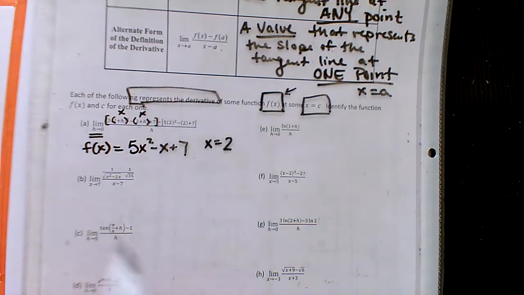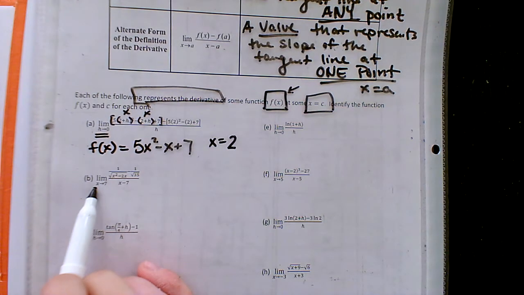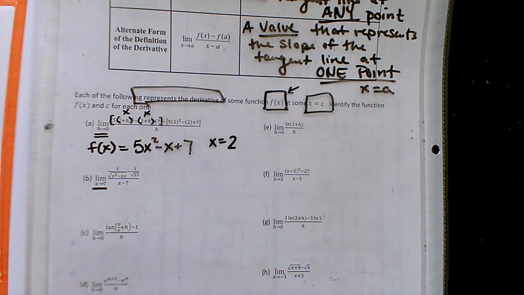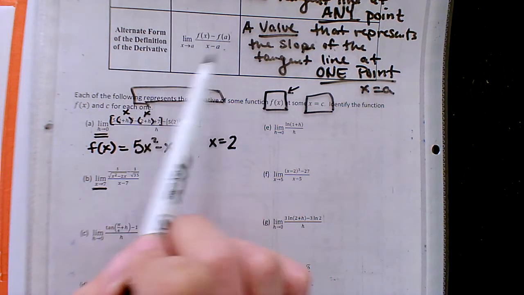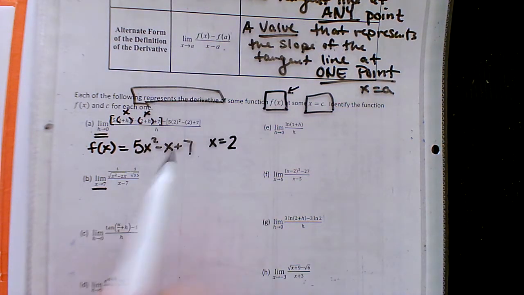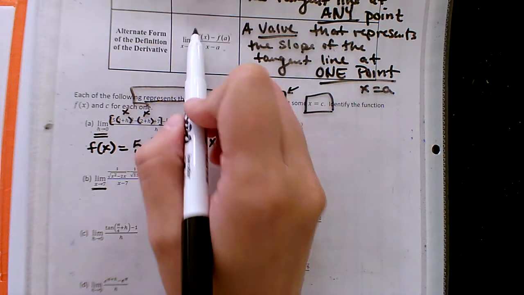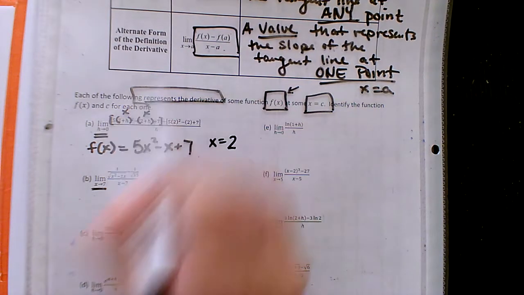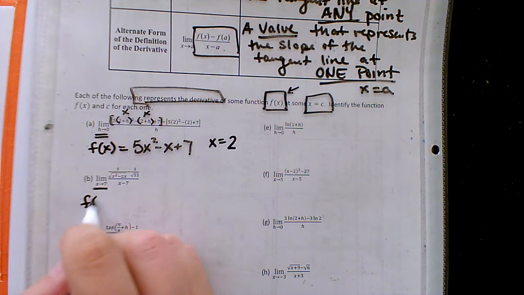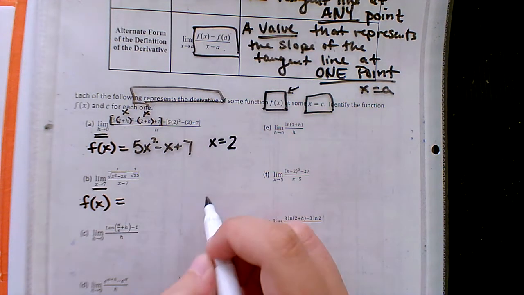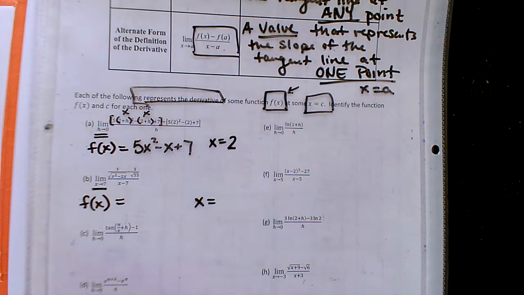Let's go ahead and try B. If you take a look at this one, notice how it's x approaching a number. So this is that alternative difference quotient with the a in it. We have to take a look at how this is set up and compare it to what the difference quotient looked like for that derivative limit. Can we identify what the original function is and the location of where we're trying to find the derivative, the slope of that tangent line?